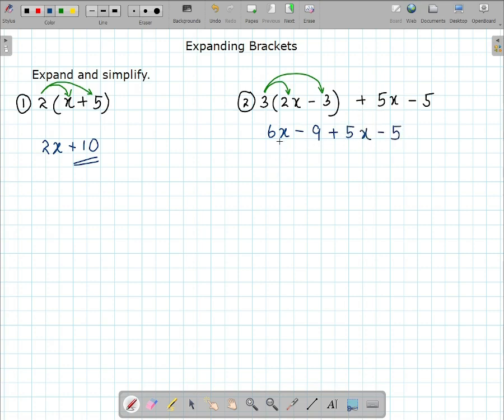Now we check the like terms. Yes, we have: that is 6x and 5x, and these numeric terms. So we have to collect them and write 6x plus 5x minus 9 minus 5. 6x plus 5x, that is 6 plus 5, that is 11. 11x minus 9 minus 5, that is minus 14. So 11x minus 14 is the answer.